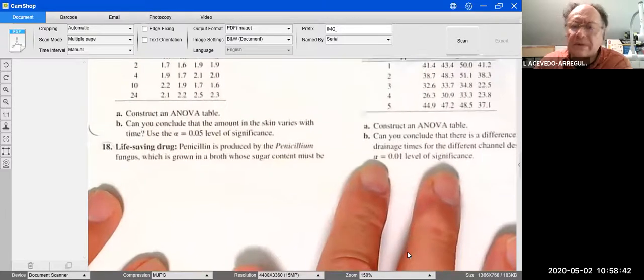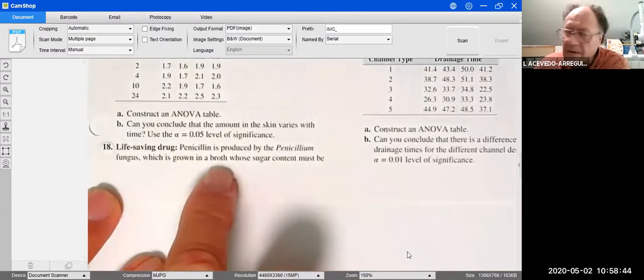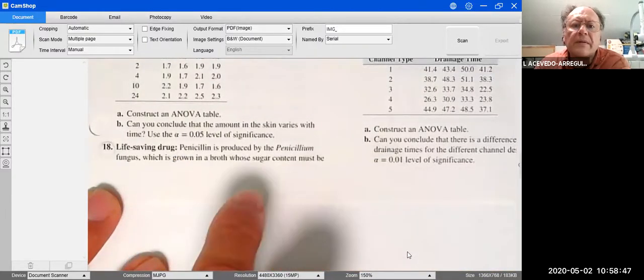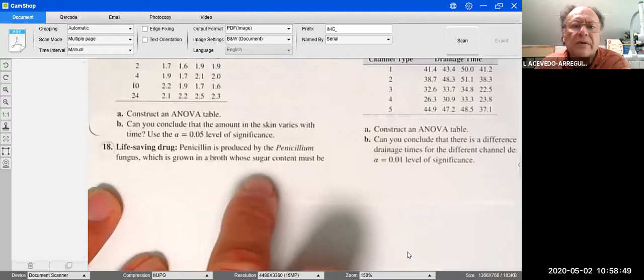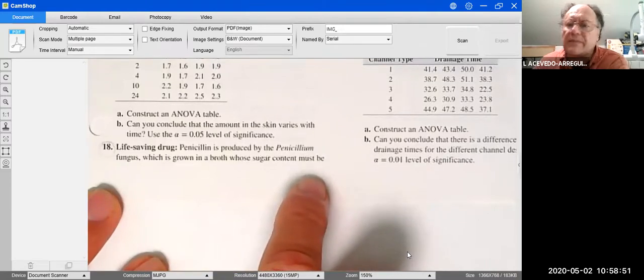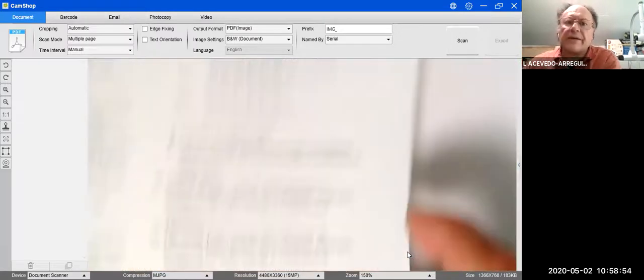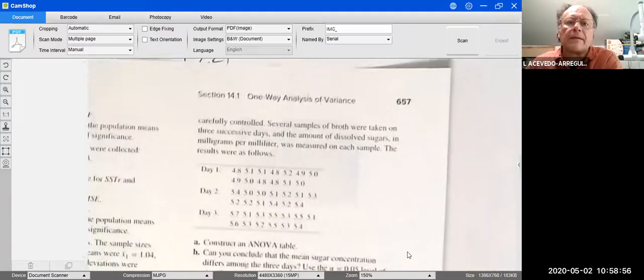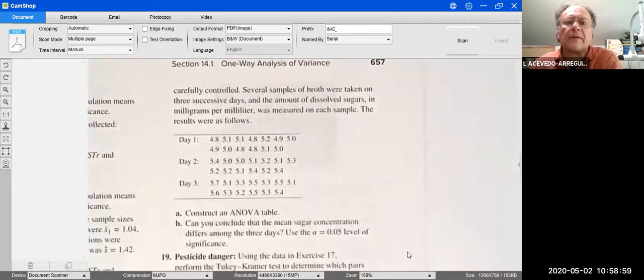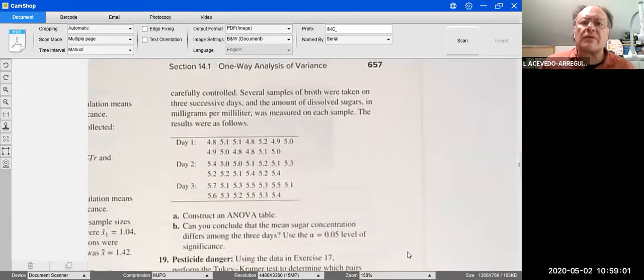It's about a life-saving drug. Penicillin is produced by Penicillium fungus, which is grown in a broth whose sugar content must be carefully controlled. So several samples of broth were taken on 3 successive days, and the amount of dissolved sugars in milligrams per milliliter was measured on each sample. The results were as follows. So you have 3 treatments, day 1, day 2, and day 3.